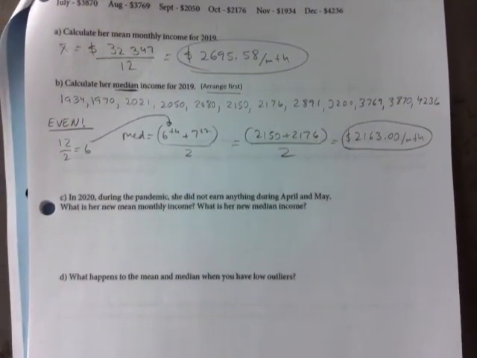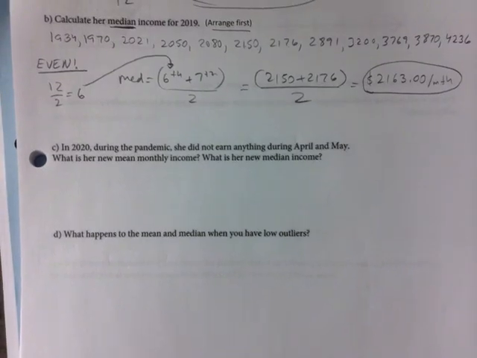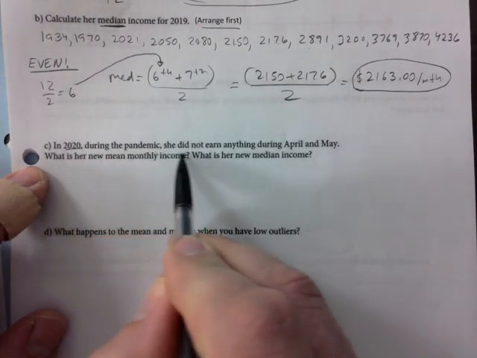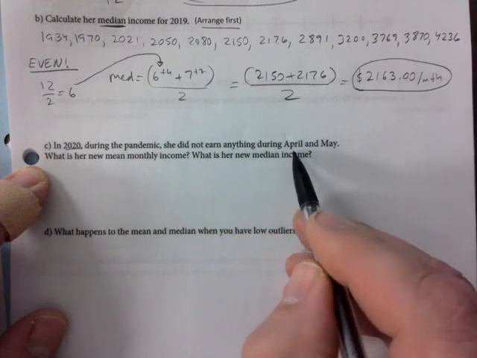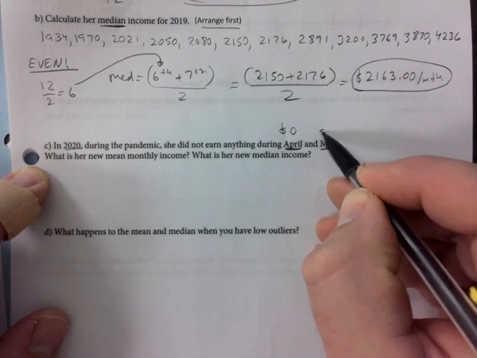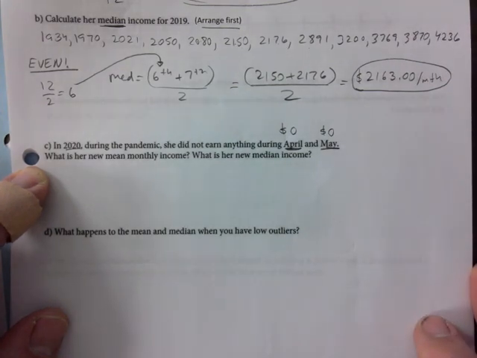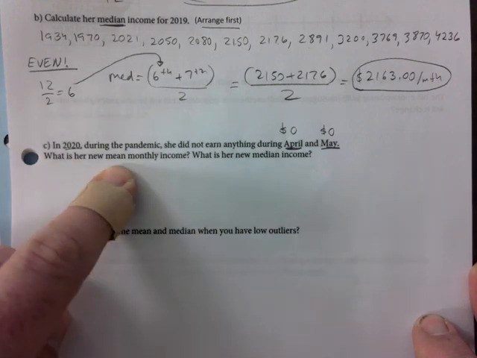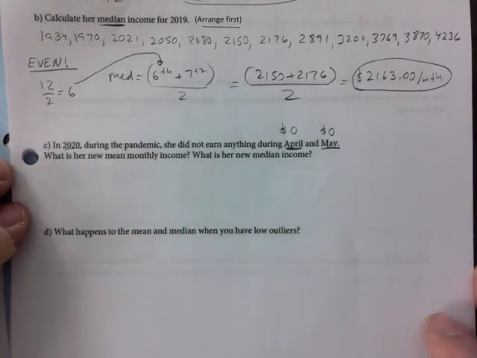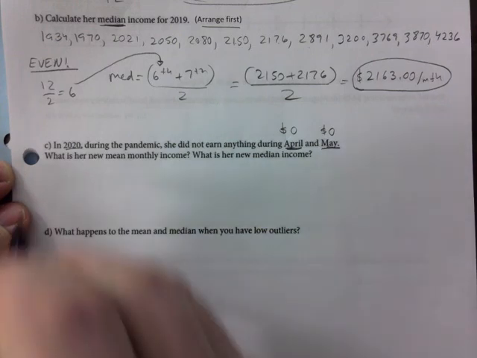Now this gets tricky, okay? So you have to read carefully. You've got to be with me on this one. In 2020, during the pandemic, she did not earn anything during April and May. So what that means is essentially these 2 months, it's 0, right? What is her new mean and what is her new median?